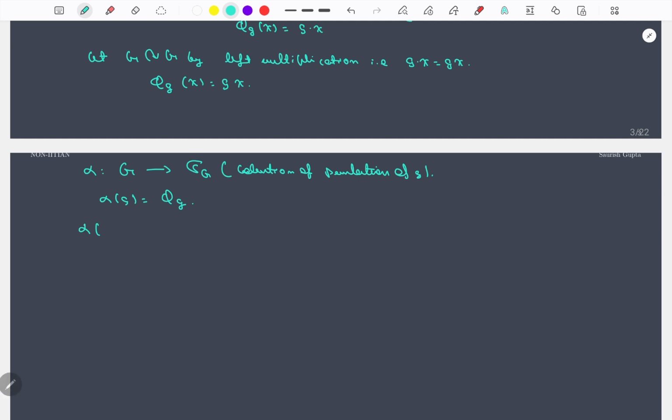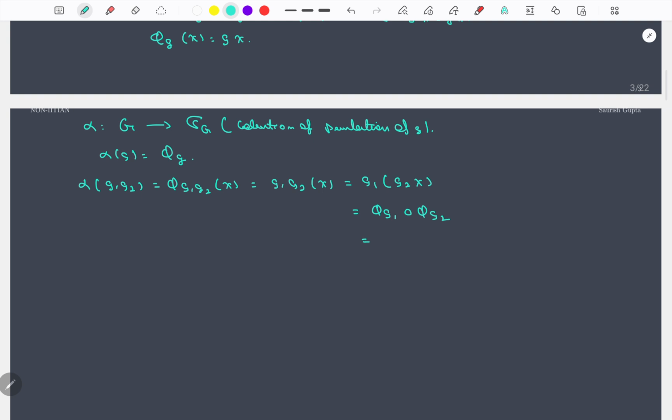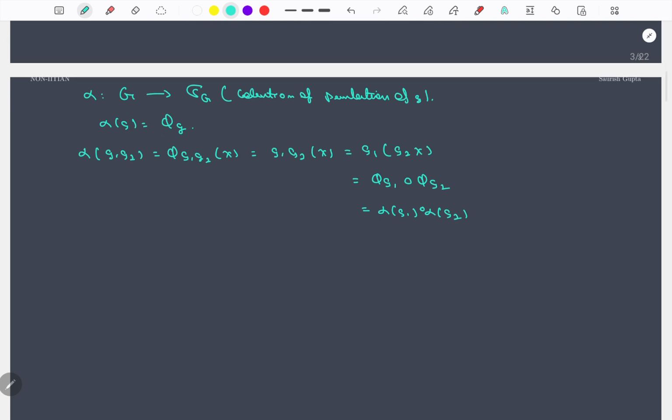Yeah. So now observe that alpha of G1 G2 is equal to phi of G1 G2. So it will obviously act on some element X. So this is just G1 G2 acting on X, but then by the property this is just G1 acting on G2X, but then this is nothing but phi of G1 composed with phi of G2, or in our used versions this should be this, which is alpha of G1 times alpha of G2 in terms of composition. So phi is a well-defined homomorphism. Alpha is a homomorphism.